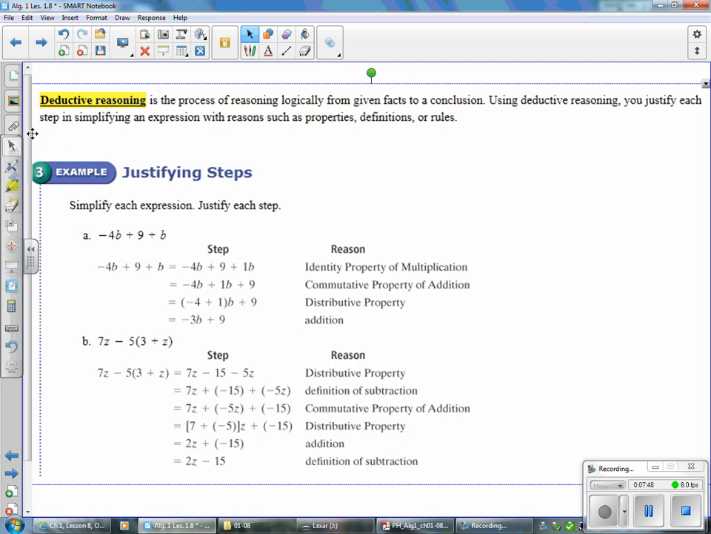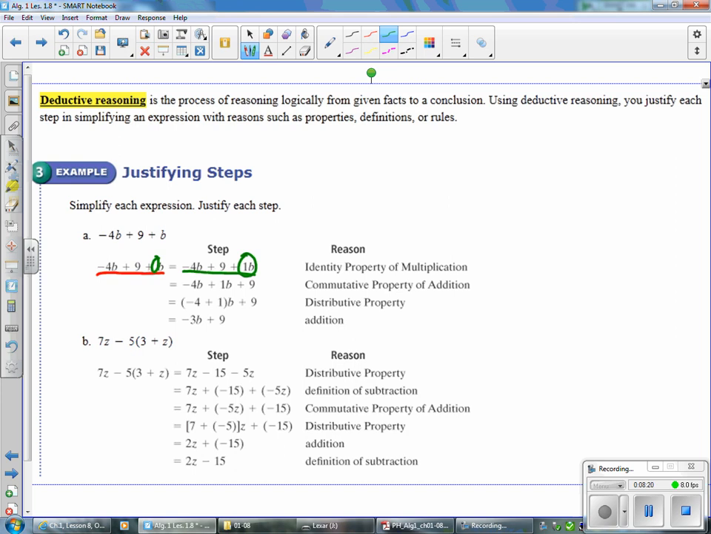Notice, now you've got to look close. Looking at this first one over here, minus 4b plus 9 plus b, what did they change to after the equal sign? Well, the only thing that I can see is that there's a 1 here in front of the b when there wasn't before. So what did they do? They multiplied it times 1. That property, why can we do that? Because it's the identity property of multiplication that says you can multiply anything times 1 anytime. It's not going to change the value.